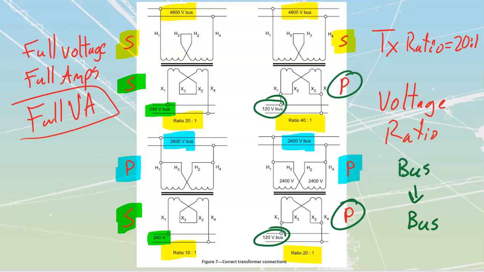Okay, let's introduce now the concept of a neutral. A neutral is going to give us a bunch of different connections that we are going to be able to utilize to create 120/240 types of loads. We're going to pause this video. We're going to create a second video for that.